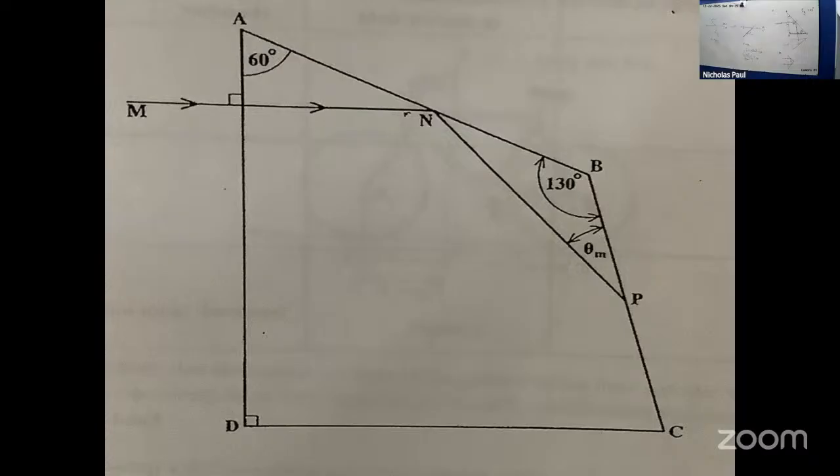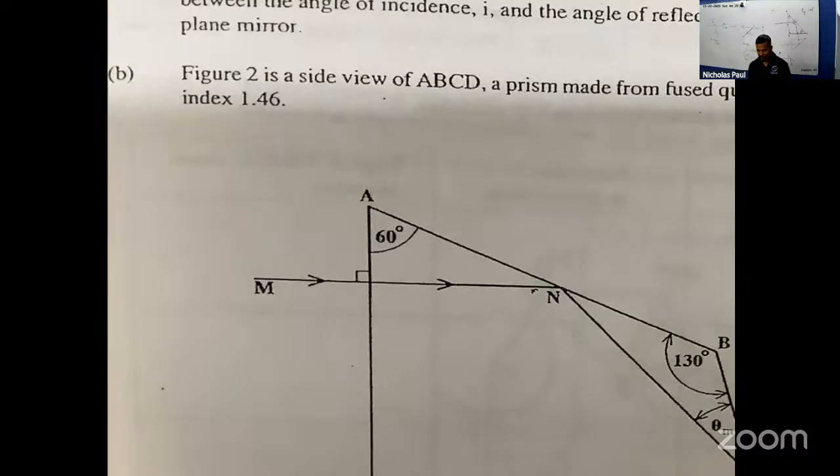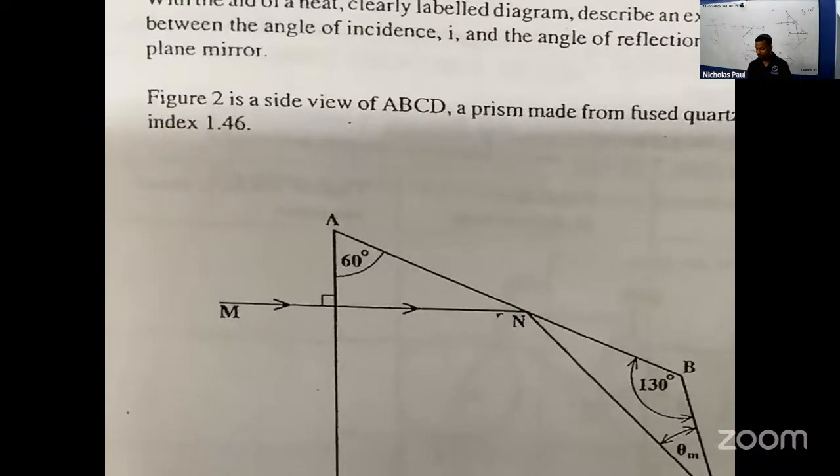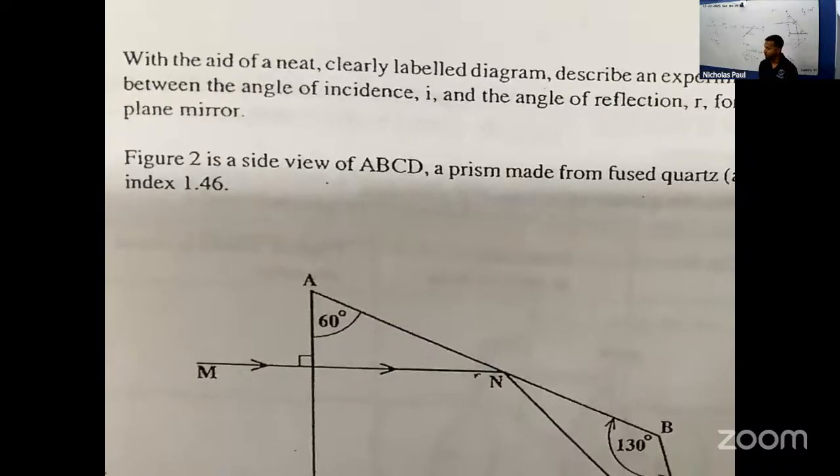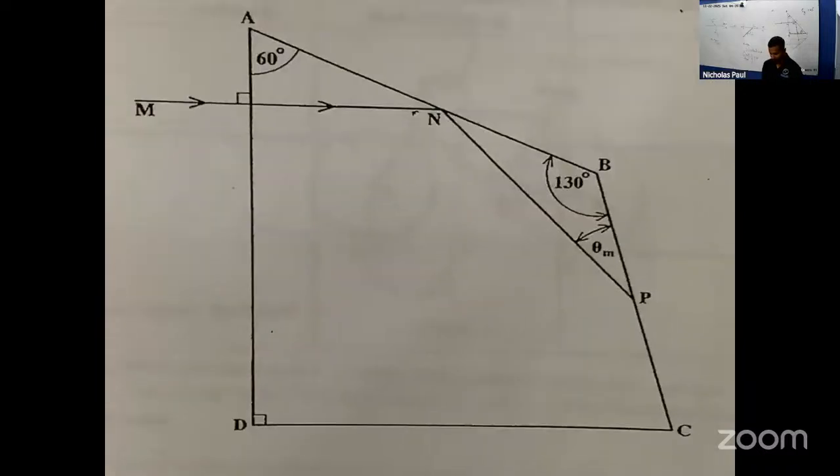We don't have much time because we have 2 more to do before the bell rings, so we're going to go fast. Write this down: the refractive index is 1.46. Refractive index 1.46.